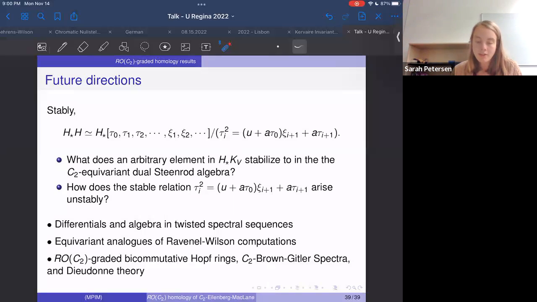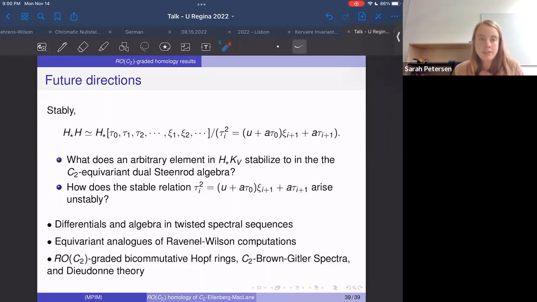Additionally, it would be lovely to work out all of the differentials and algebra in the twisted bar spectral sequences, since we know what the E infinity page is. Perhaps that can be leveraged to really understand those at a deeper level.